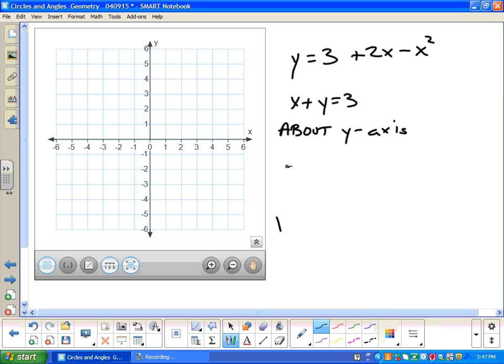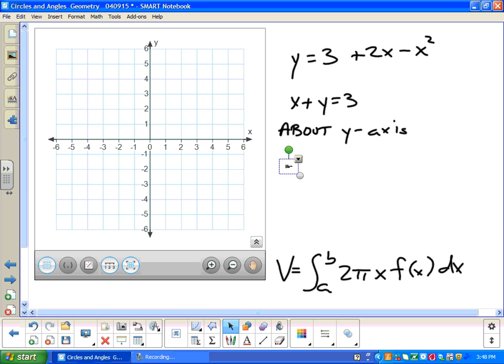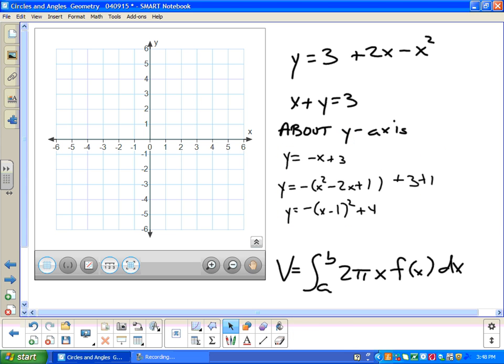I immediately know right now that it's going to have to be using this equation and doing cylindrical shells. Either way, I'm going to start by making a little graph here. We'll move this down the board. I took some time before, and I made some little solvings here of the graph.